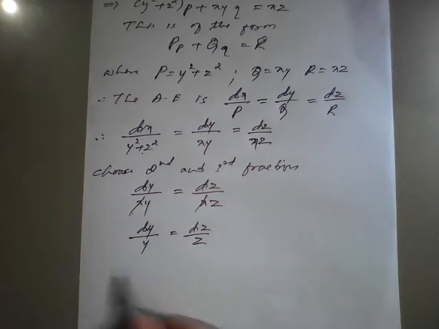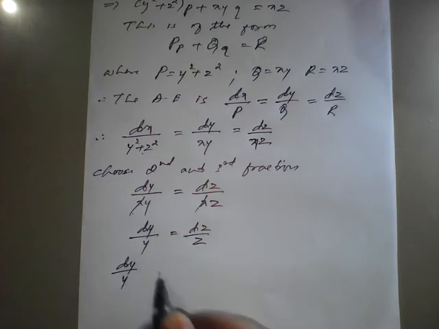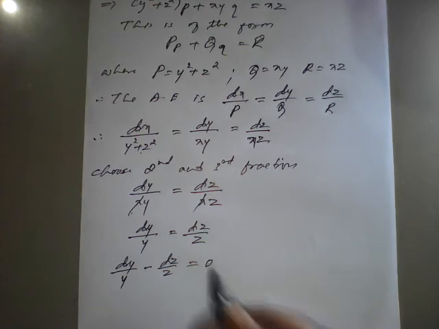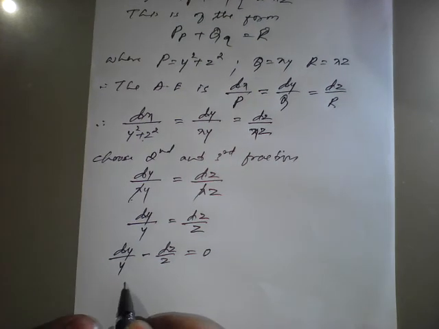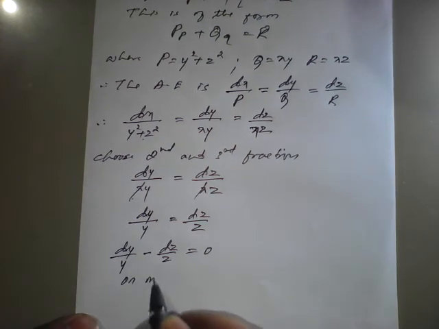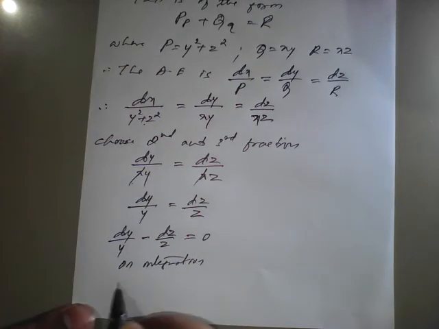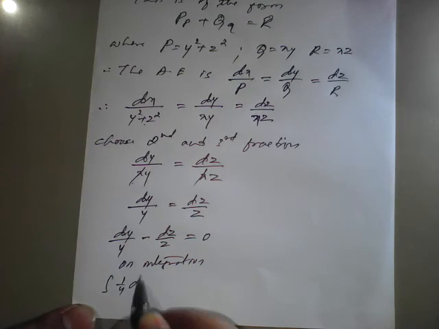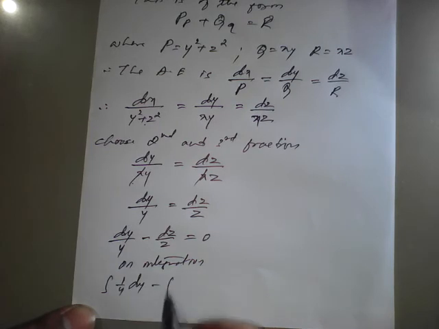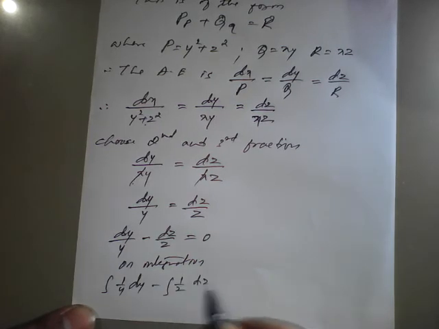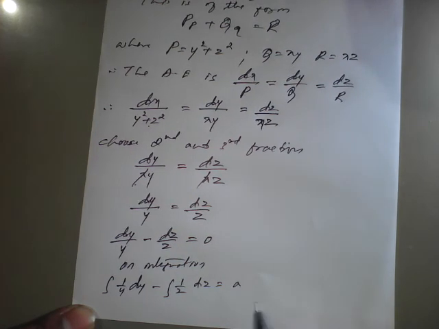So before that I will interchange. So dy upon y, shifted to the left hand side, minus dz upon z is equal to 0. On integration, what happens here? Integration of 1 upon y dy minus integration of 1 upon z dz is equal to, here arbitrary constant, I will say as a.